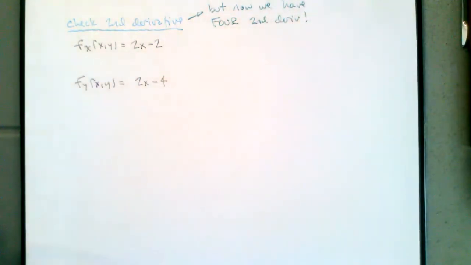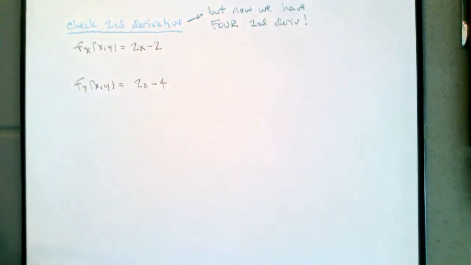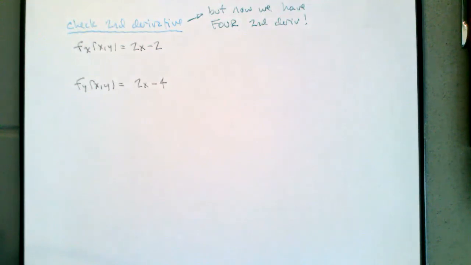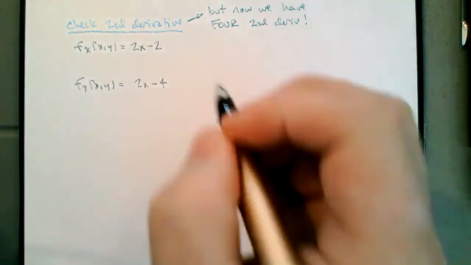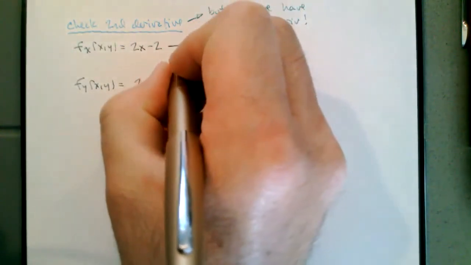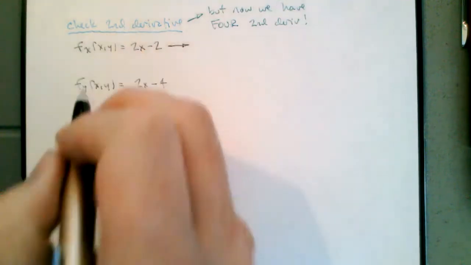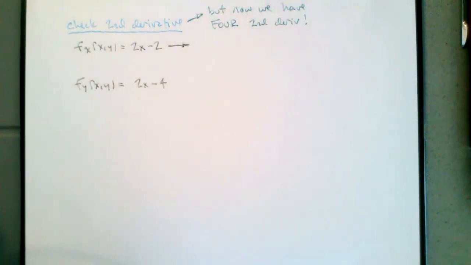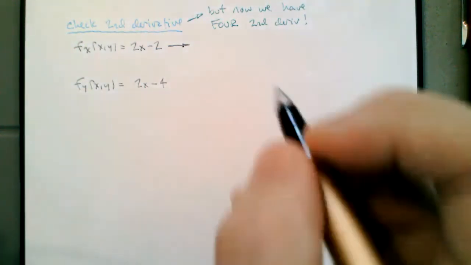Now we have 4 second derivatives. We don't just have a second derivative, we've got 4 of them. Because I could take the derivative of fx with respect to x and the derivative of fx with respect to y. So here's some new notation for us. Each of our 2 partial derivatives will have 2 second partial derivatives.